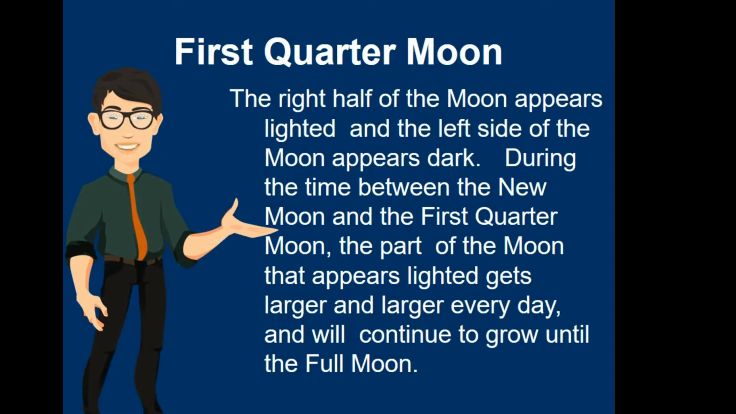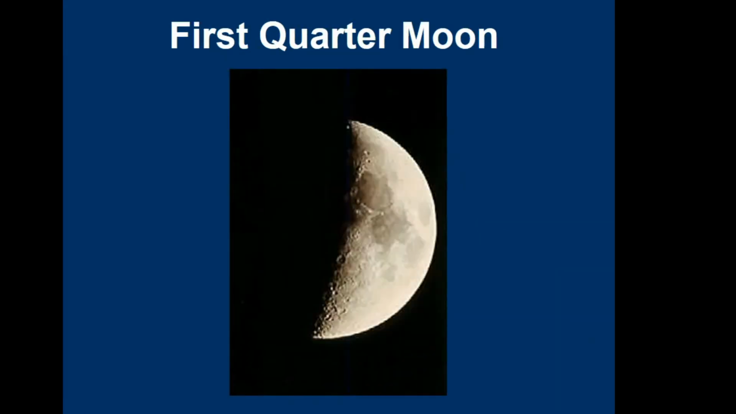First quarter moon. The right half of the moon appears lighted and the left side of the moon appears dark. During the time between the new moon and the first quarter moon, the part of the moon that appears lighted gets larger and larger every day and will continue to grow until the full moon. It's called first quarter moon because it's 1/4 of the way through its cycle back to a new moon.